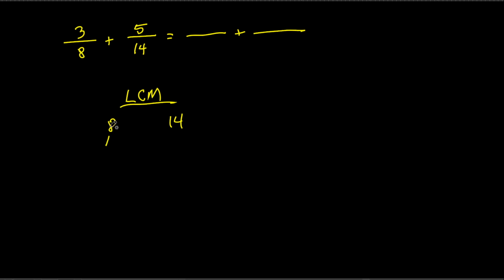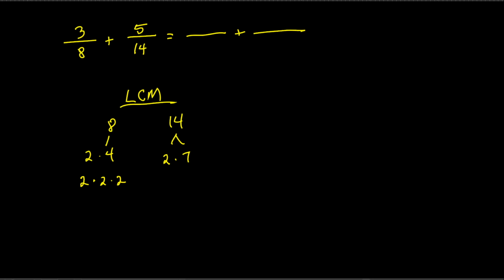So what times what is 8? 2 and 4. But are both of these prime? Not yet. So what's 8? 2 times 2 times 2. Do you agree? Okay. Let's take 14 and break that down into its primes. That's even easier. 2 times 7. Now watch this very carefully.